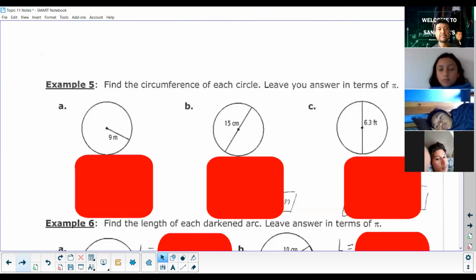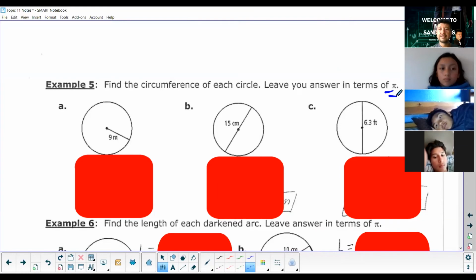This is the last page right here. And it's very simple. They want us to find the circumference of the circle, and they want us to leave our answers in terms of pi. Now, does anybody know why it is important sometimes to leave things in terms of pi? Or why is it important to sometimes not simplify all the way out? Does anybody know?